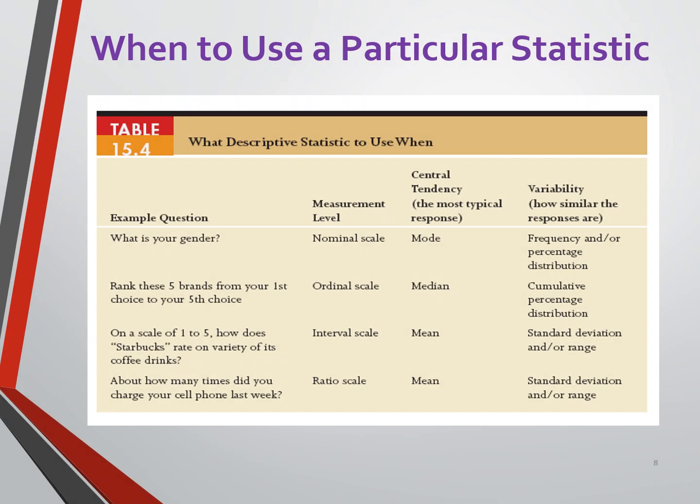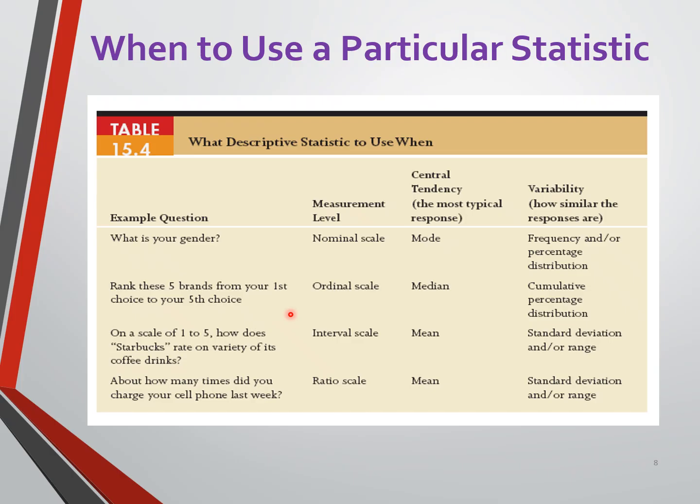Now, when to use a particular type of statistics is very important. So what is your gender? It is known as a nominal scale. So we use the mode, not the mean. We cannot have 30.5% of a man or a person like that. So we should look toward the mode for that, and we can do the percentage distribution.